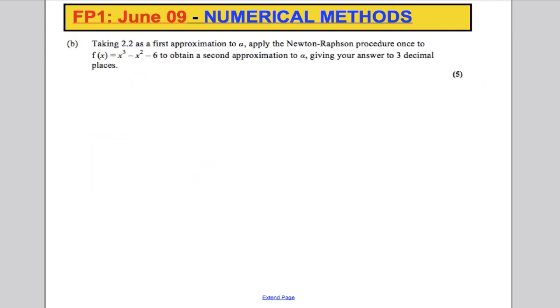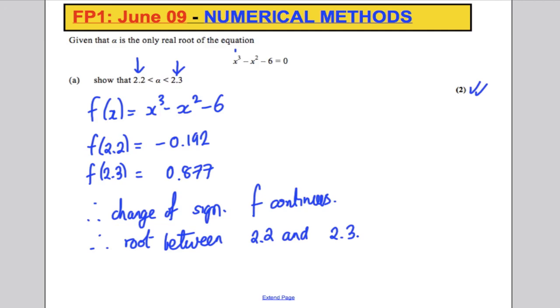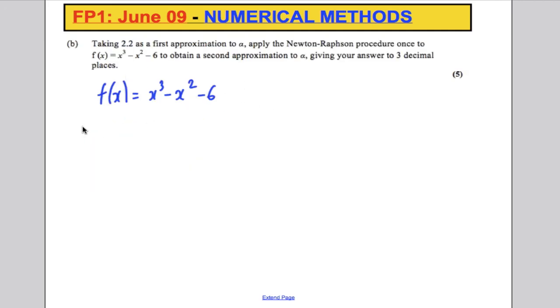Okay, part B. Taking 2.2 as the first approximation, use the Newton-Raphson procedure once to f of x to obtain a second approximation. State your f of x is x cubed subtract x squared subtract 6, just as it was on the previous page. Get a mark for differentiating. Show the differential which you're going to use in the Newton-Raphson formula: 3x squared subtract 2x.